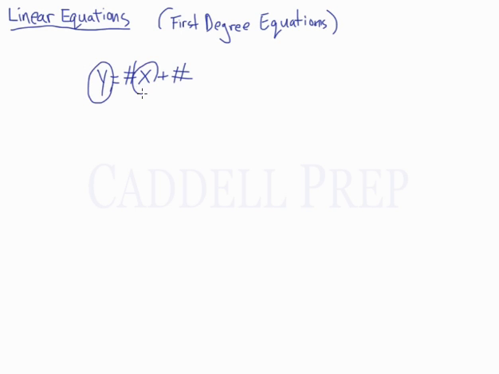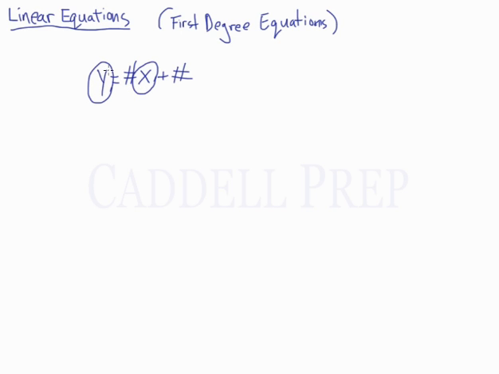In this lesson, we'll go over linear equations, also known as first degree equations. The basic format of a linear equation is y equals some number times x plus some number. So the first thing to notice is that there's two variables. There's a y and there's an x.